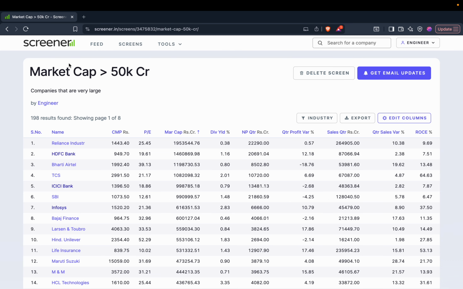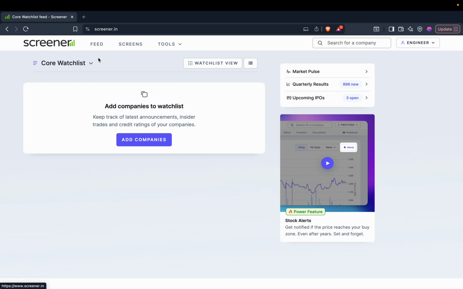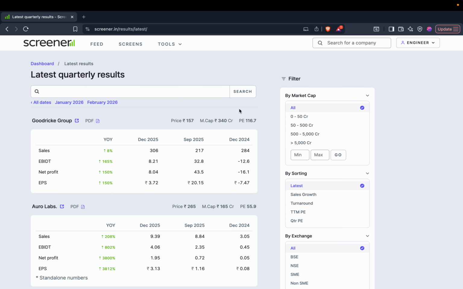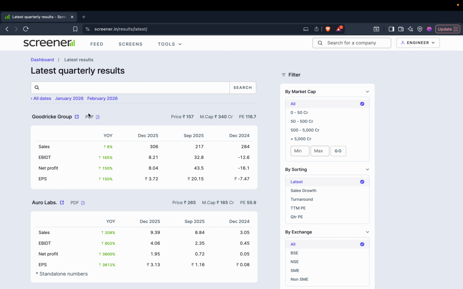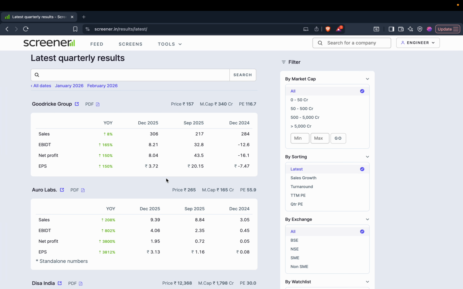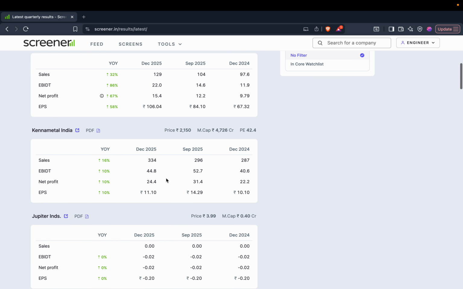So it's as simple as that. What are the other uses for Screener? So you can follow quarterly results, upcoming IPOs. Like if I go to this tab, you can look at any company which has recently released their results. It's in the order of the latest results. You can look at all of them here.